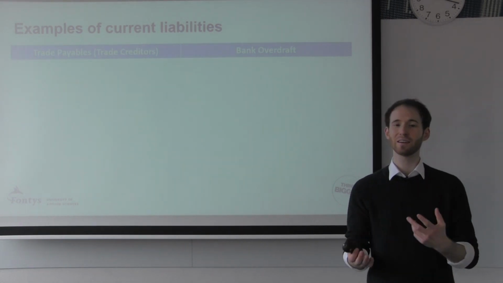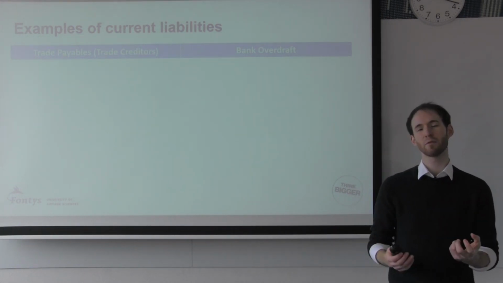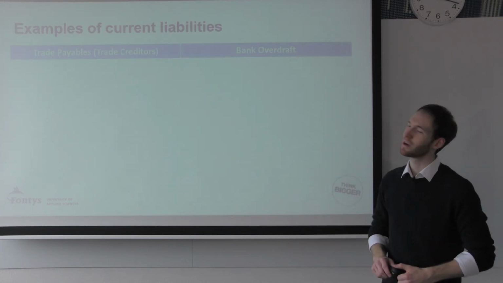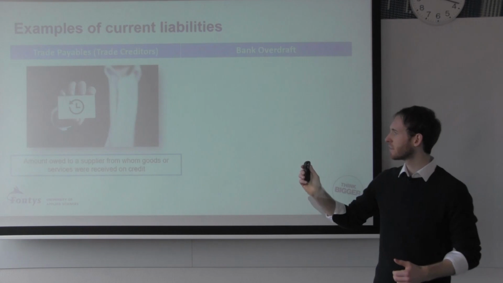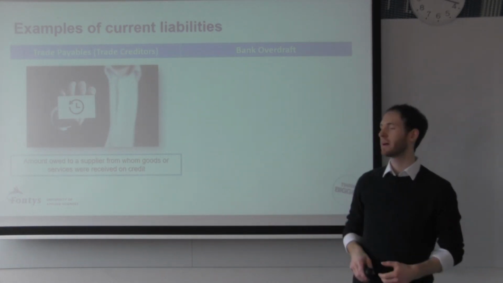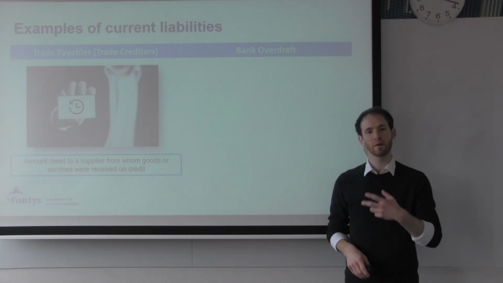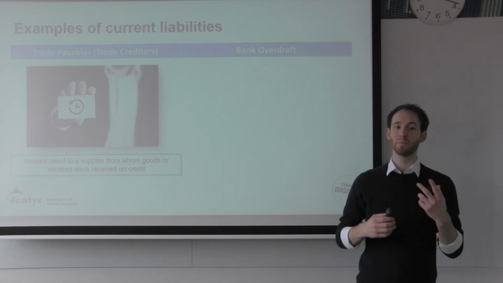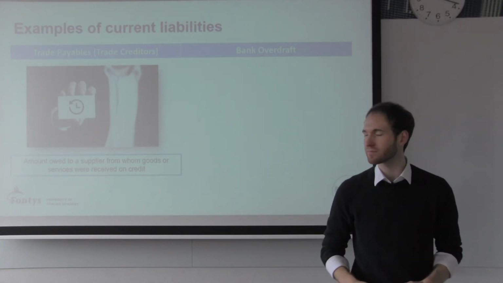So basically, if we as a company bought something from our suppliers, but we didn't pay it yet, then this is called a trade payable. So basically, those amounts that are still owed to suppliers, let's say we bought goods from them, inventory from them, and we still have to pay them back, so we bought on credit.